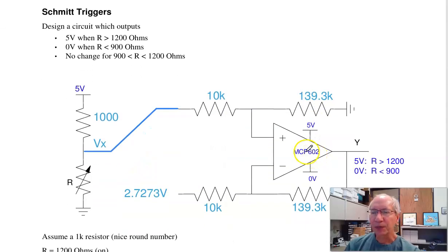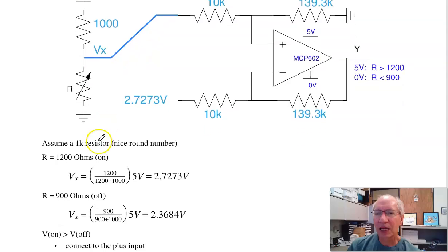Next problem, Schmitt trigger. Come up with a circuit that outputs 5 volts when R is bigger than 1200 ohms, 0 volts when R is less than 900 ohms. So first, pick your favorite resistor for this guy. Typically pick this somewhere in the range of R. That's where it works best. On paper, you can pick any value. Works best in practice if you pick it somewhere between 900 and 1200 ohms. I'll just choose 1000. 1000 is a nice number.